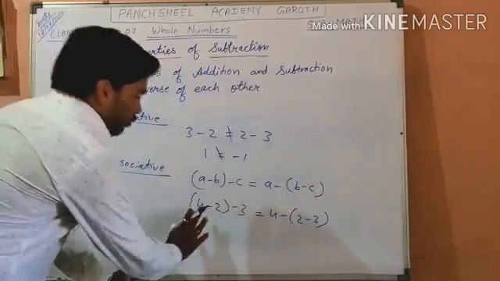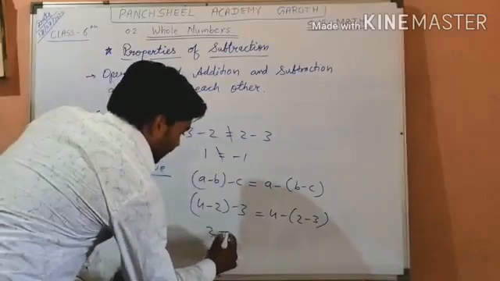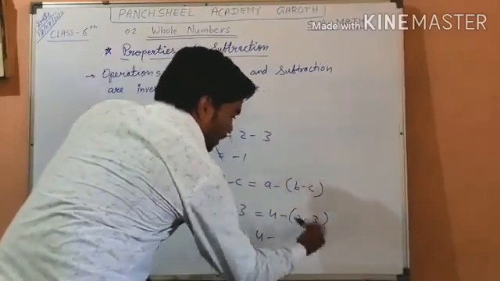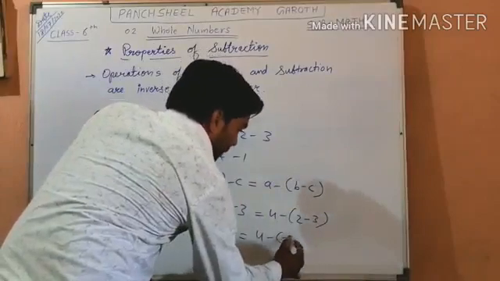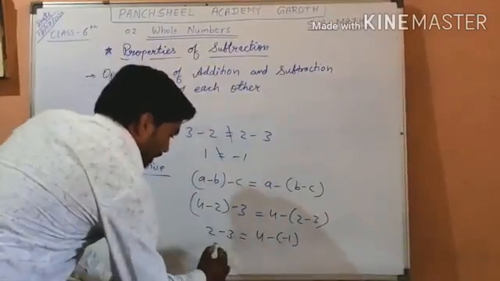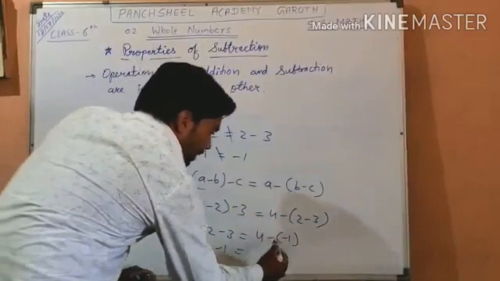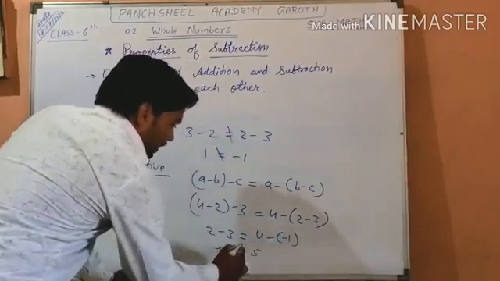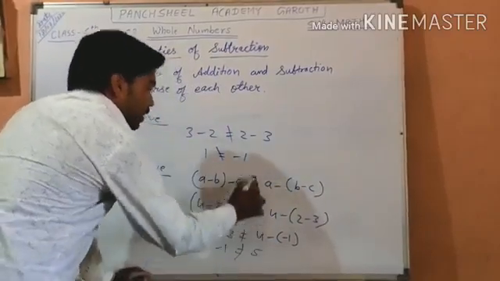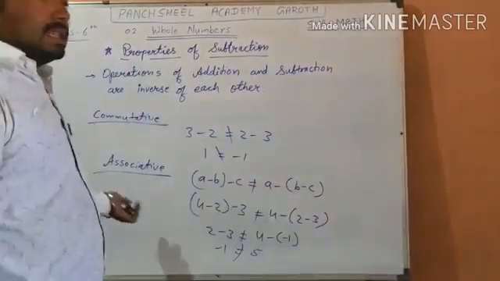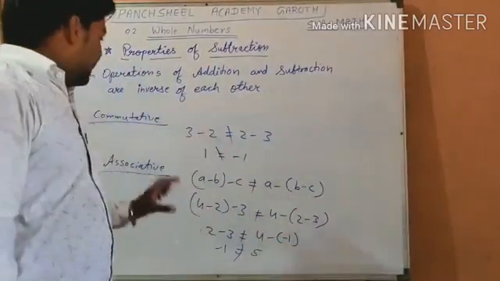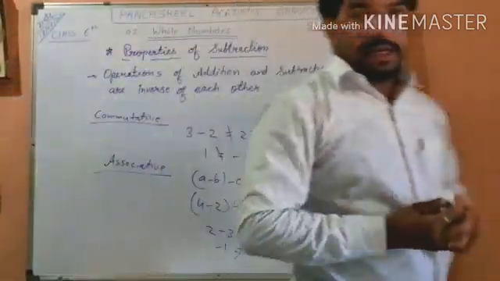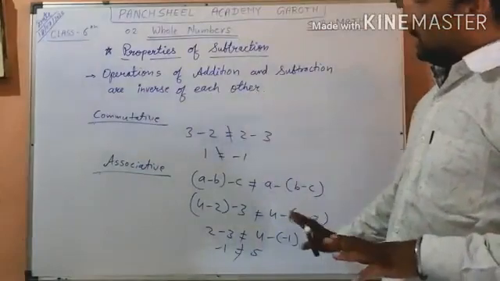Let's see. 4 minus 2 is 2 minus 3. Here 4 minus 2 minus 3 is minus 1. Okay. 2 minus 3 is minus 1. 4 minus minus, plus. So 4 plus 1, 5. Is it correct? No. It does not hold. Means property of subtraction doesn't hold associative, commutative and closure property. Okay. Get it? So we just understand these things.